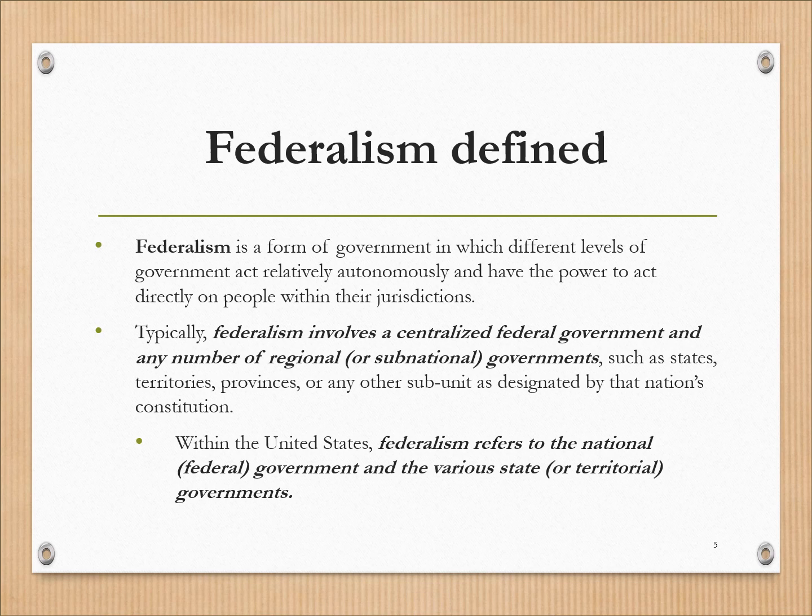Federalism is a form of government in which different levels of government act relatively autonomously and have the power to act directly on people within their jurisdiction. Typically, federalism involves a centralized federal government and any number of regional or subnational governments. So think of it as federalism typically has a federal government, and then in the United States, each of our states have governments. So those are your regional governments.